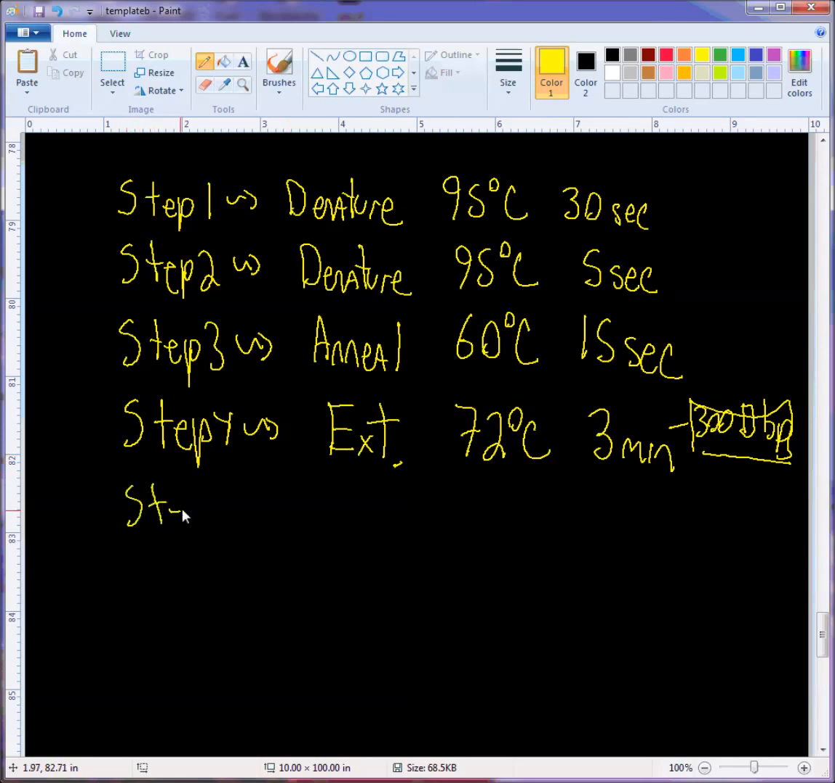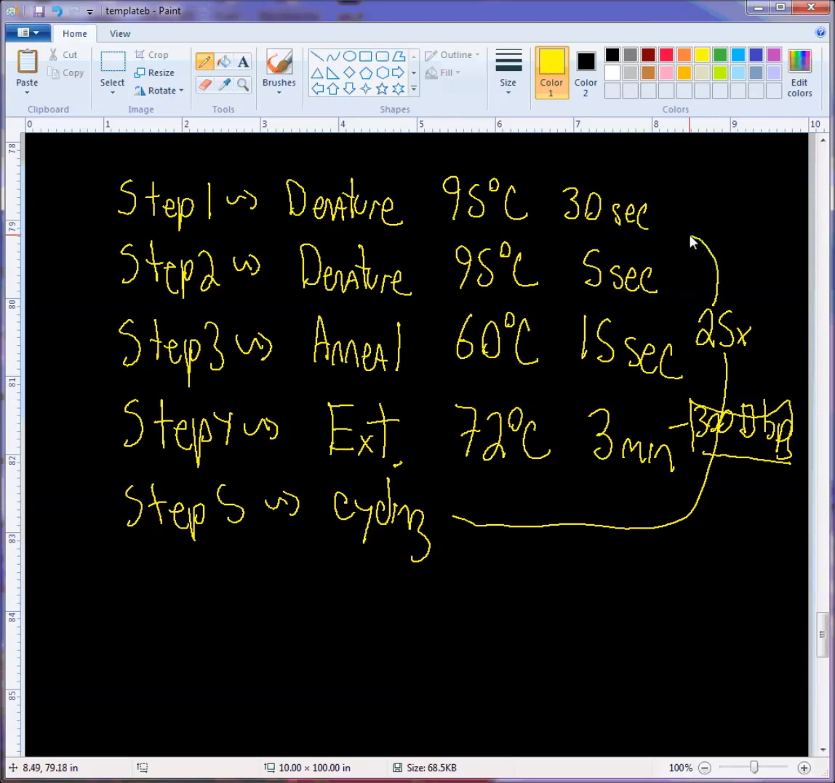Now step 5 is going to be our cycling step. What we can do here is sit by these tubes and move them back and forth. For how many times? The more times we do it, the better. We talked about a theoretical maximum of about 35 times, after which we're wasting our time. But we are not going to go back to step 1. We are going to go to step 2. So 25 times we're going to cycle between steps 2, 3, and 4.